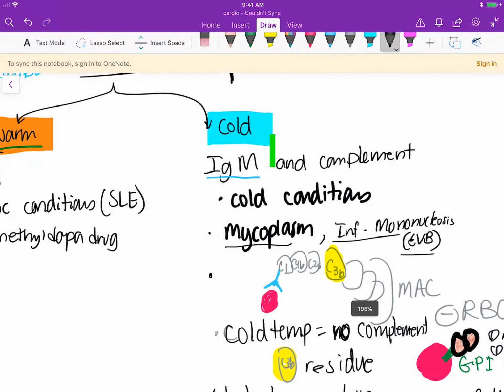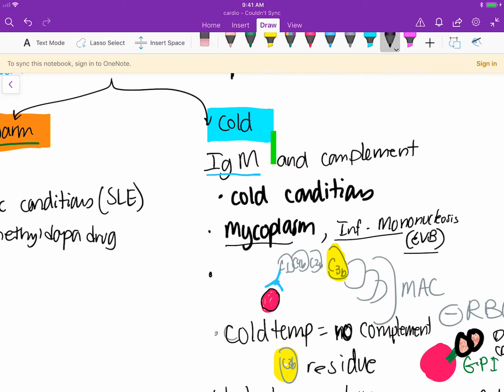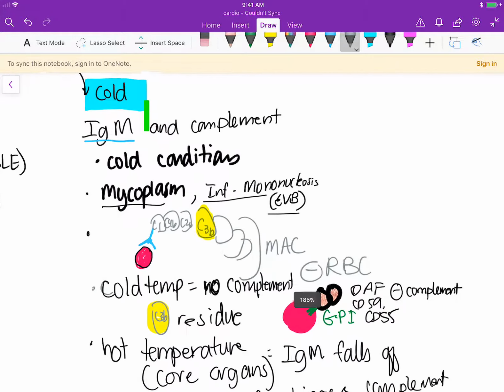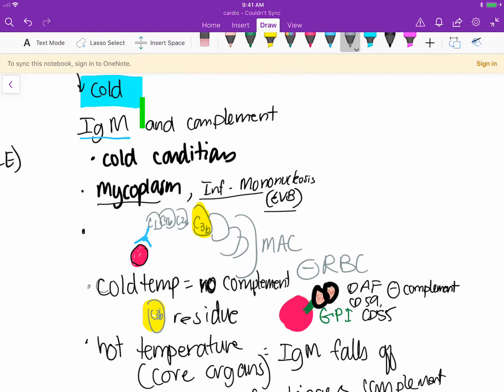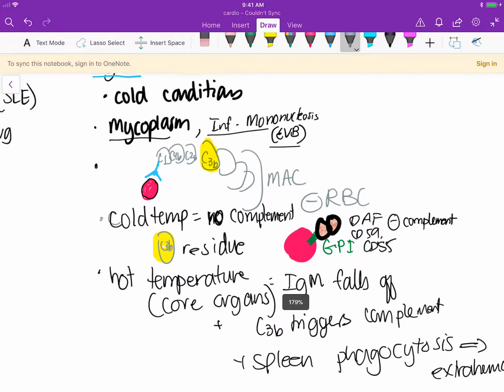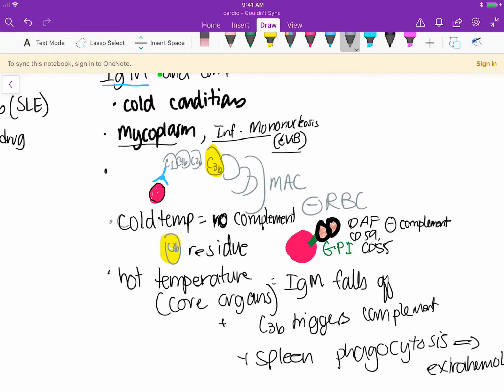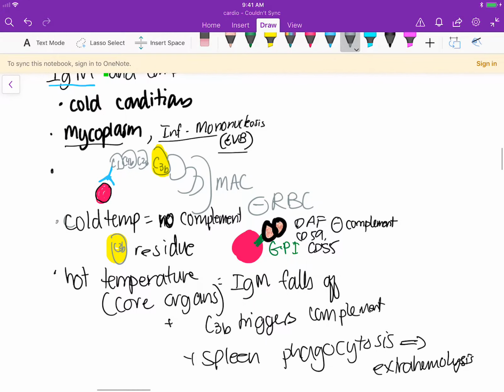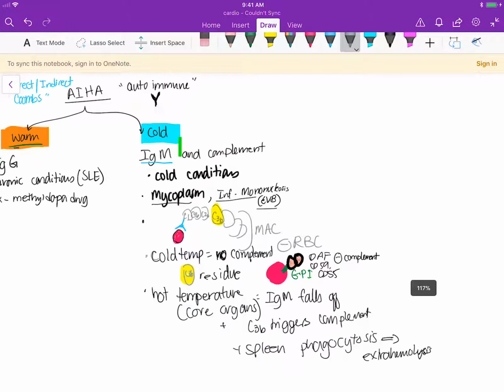Basically, the IgM gets on the surface of the red blood cells and starts the whole complement cascade, making a MAC, a membrane attack complex. However, healthy red blood cells also have GPI, DAF, CD59, CD55. They all inactivate the complement. So in cold temperature, there is no complement formation. However, when your blood circulates and goes to the core organs, the IgM falls off. There's still residual C3b, and that C3b triggers complement and tells your spleen to do phagocytosis and hemolysis. So hopefully this gives you a good overview.